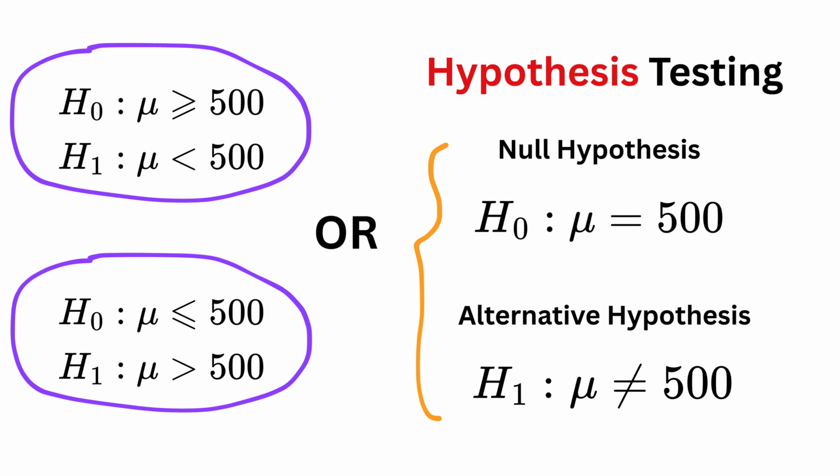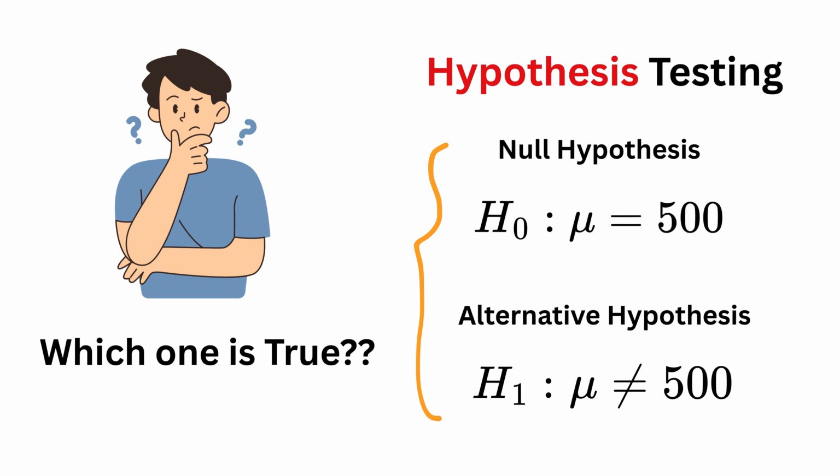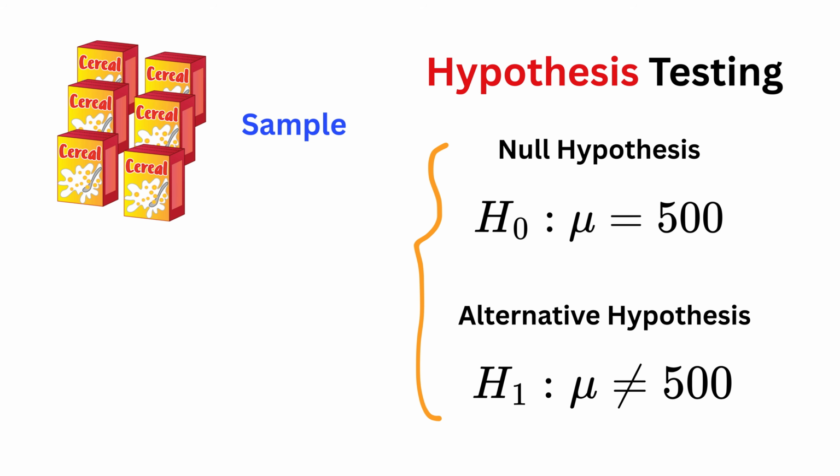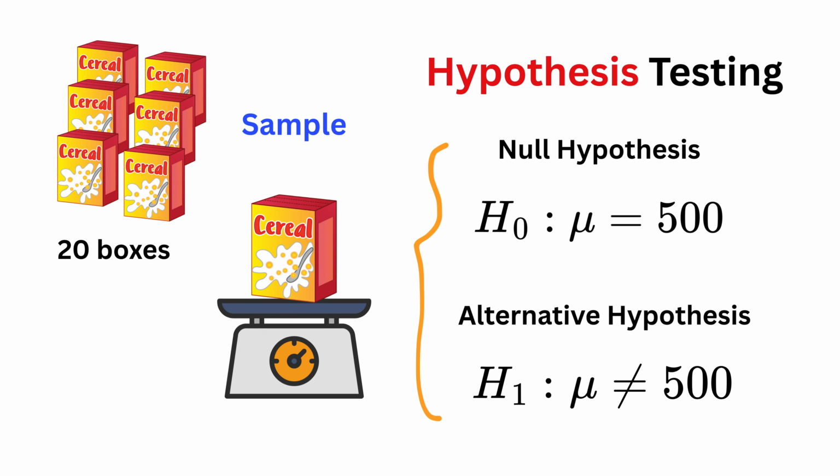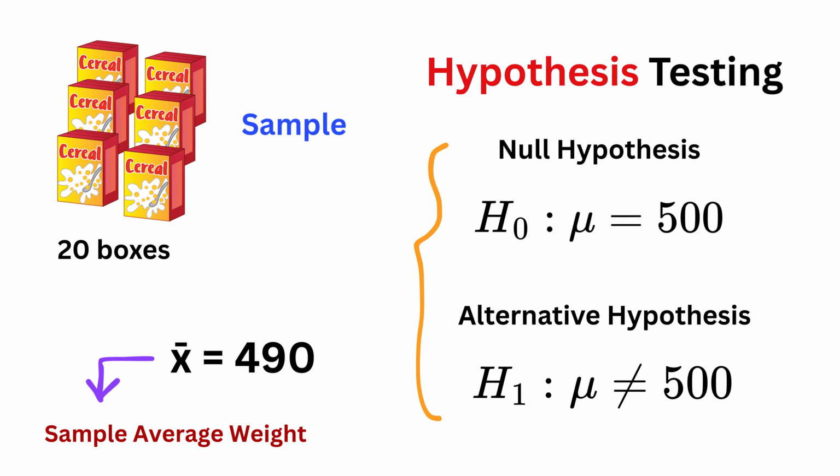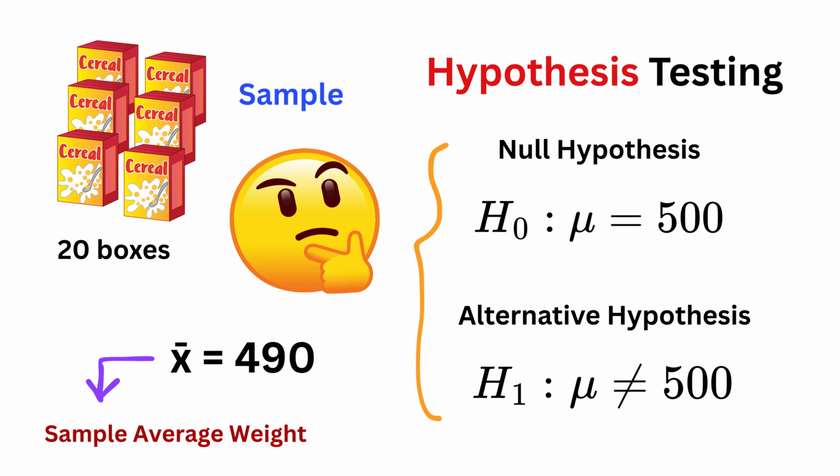But here's the big question. How do you decide which hypothesis is more likely to be true? That's where we bring in sample data. You collect your 20 cereal boxes, weigh them, and calculate the average weight. Suppose it comes out to 490 grams. That's less than 500, sure. But is it different enough to say the company is wrong? Could it just be due to random chance?